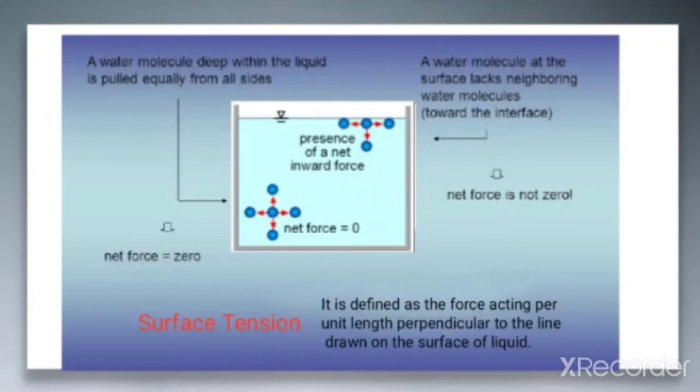It is defined as the force acting per unit length perpendicular to a line drawn on the surface of the liquid. That means it is an inward force. So we can say this force is perpendicular to the line. Just imagine drawing a line on the surface of the liquid. This force is actually acting perpendicular to the line drawn on the surface of the liquid. This is called surface tension.